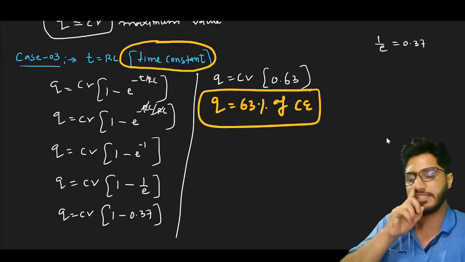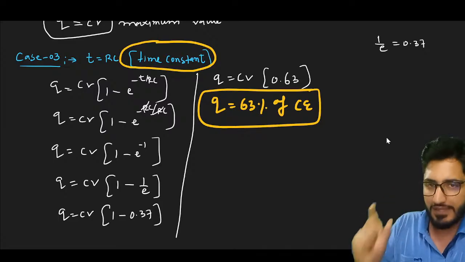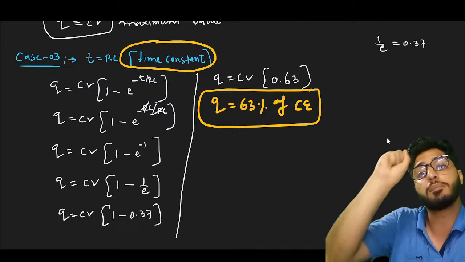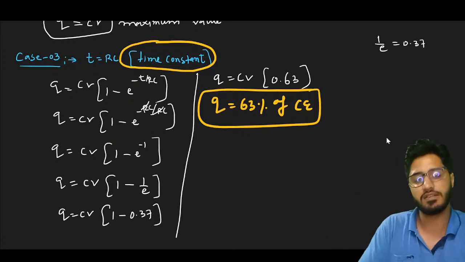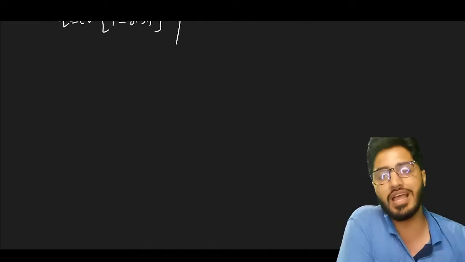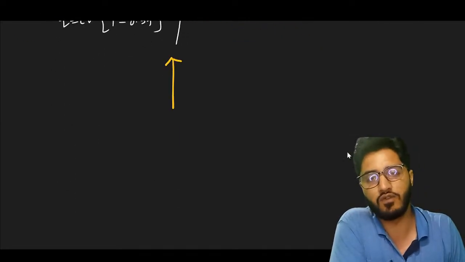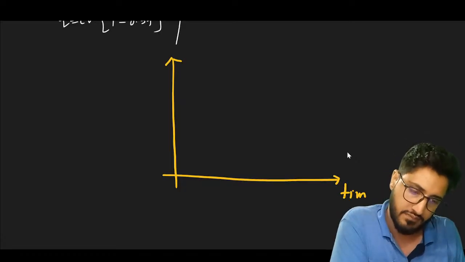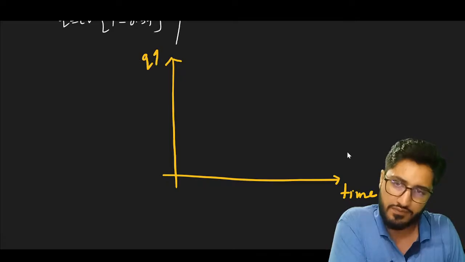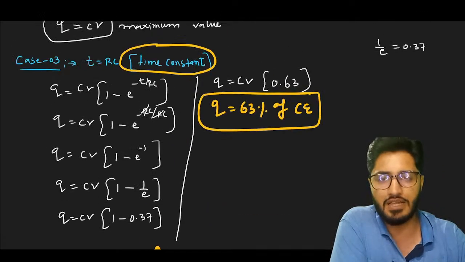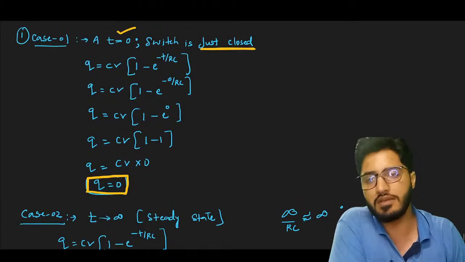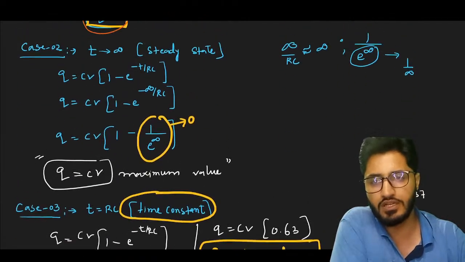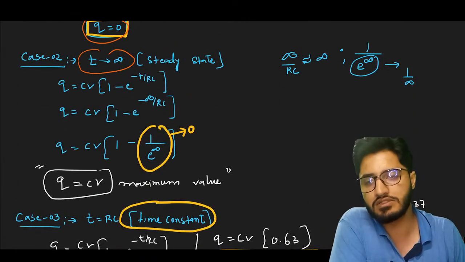Sir, what is time constant? It is that amount of time in which my capacitor will get charged up to 63% of the maximum one. What is maximum? CE. So if you need to draw a graph of it, this graph is important. Graph between time and charge Q. Look, when my time is zero, my charge is zero. Second point, time is infinite, charge is maximum.